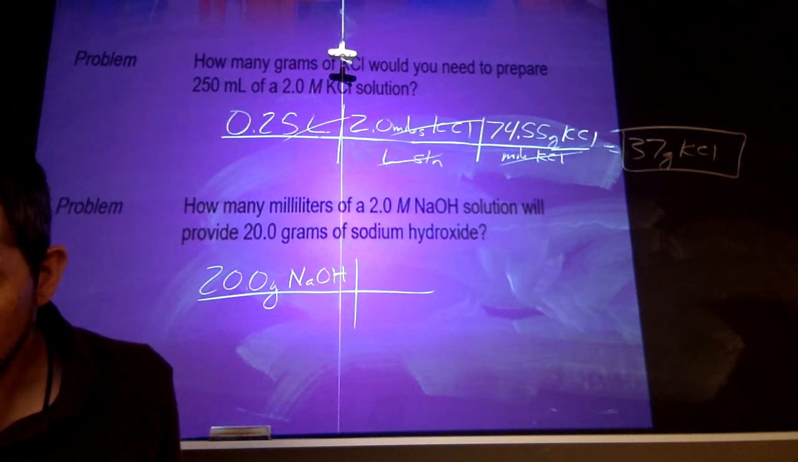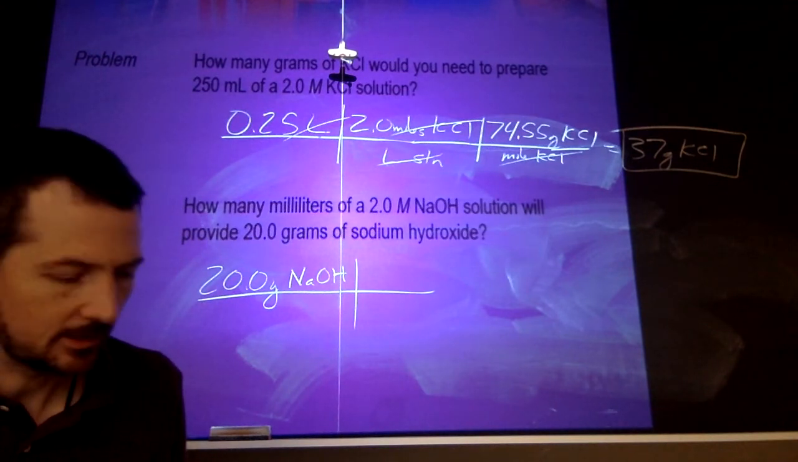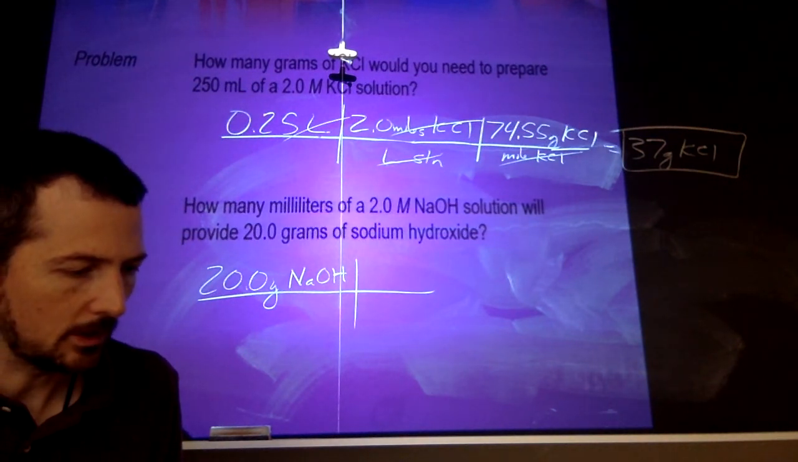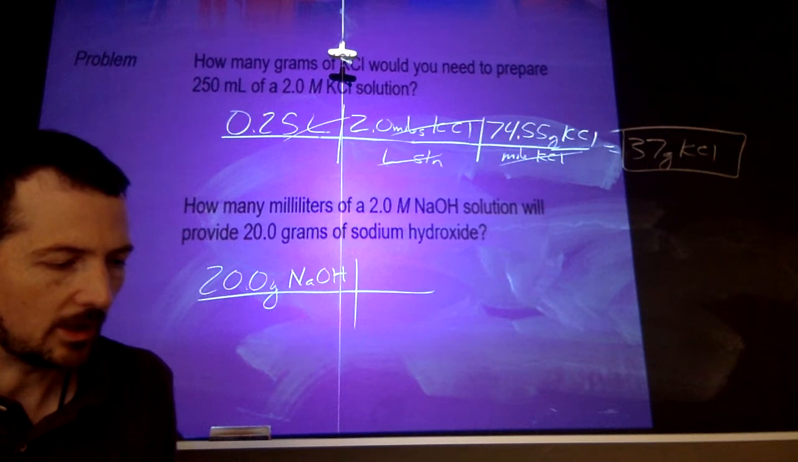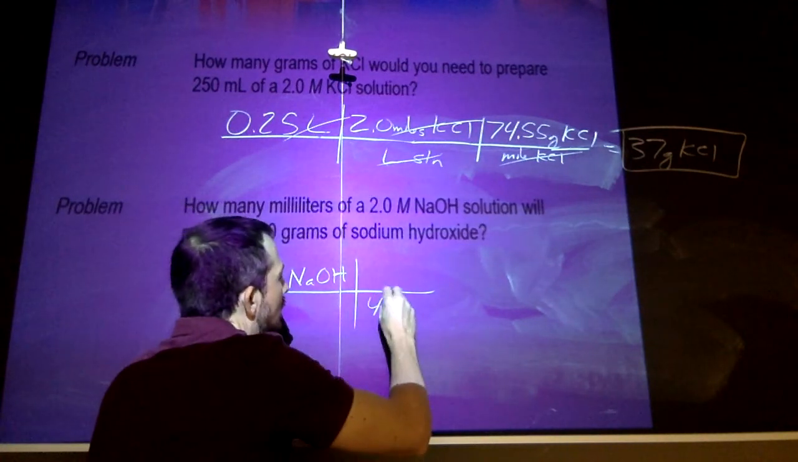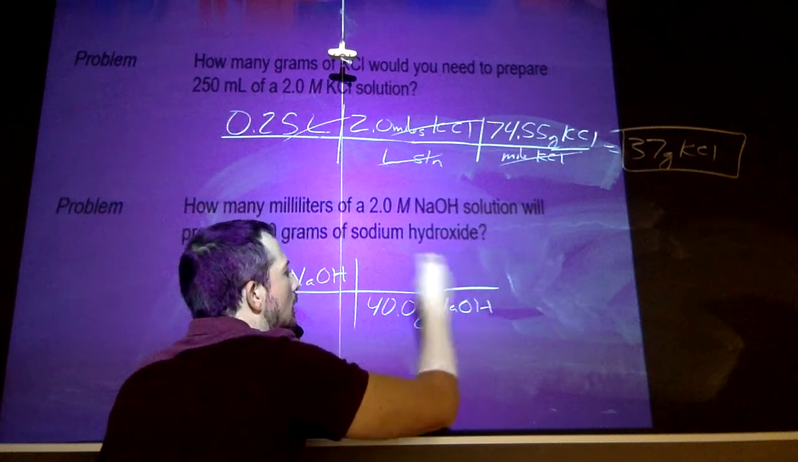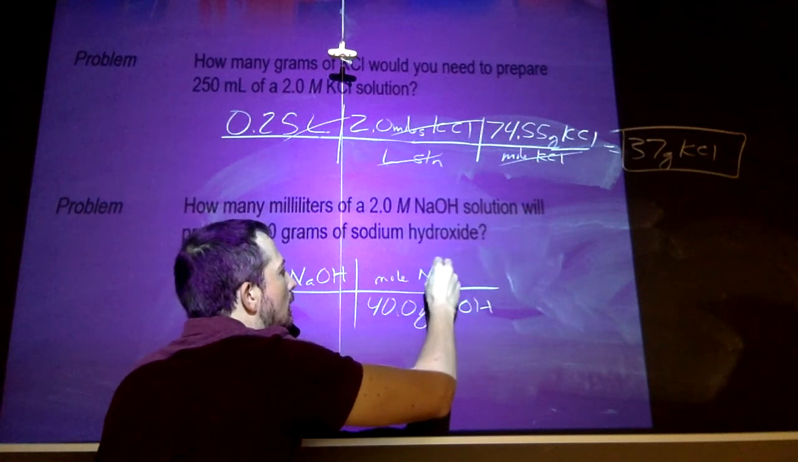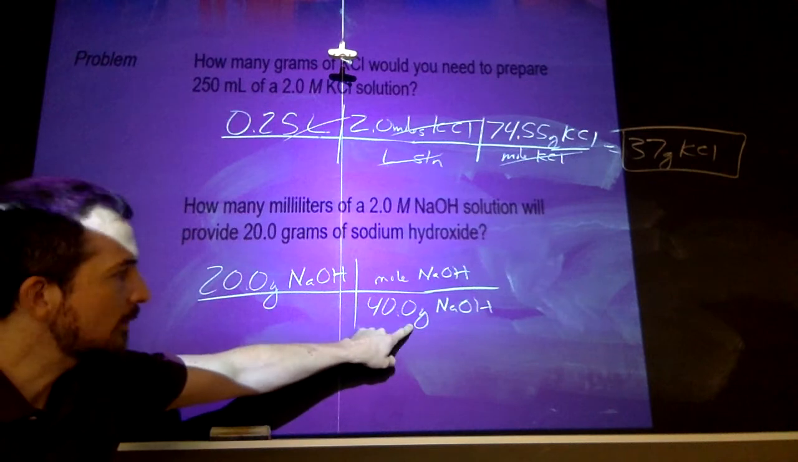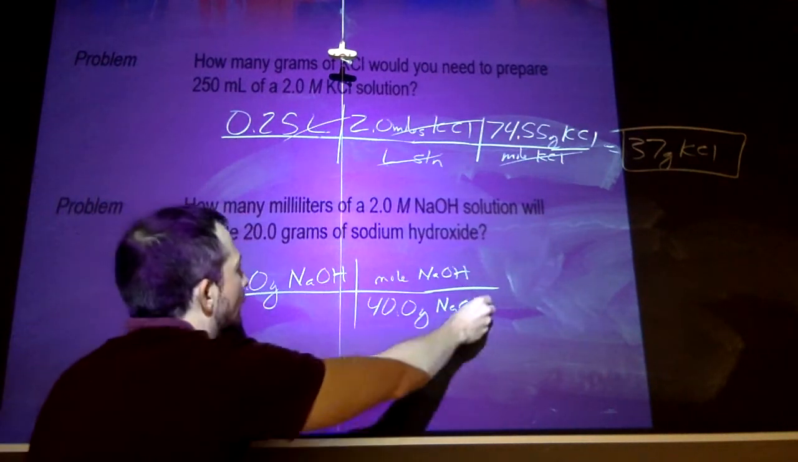So sodium's 22.99 plus 16 plus 1.008, so 39.998, right to 40. So put the molar mass on bottom. Remember, it's grams per mole, so I put it on bottom, so grams would cancel out.